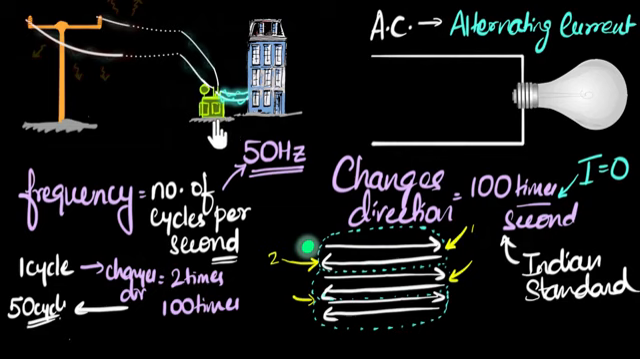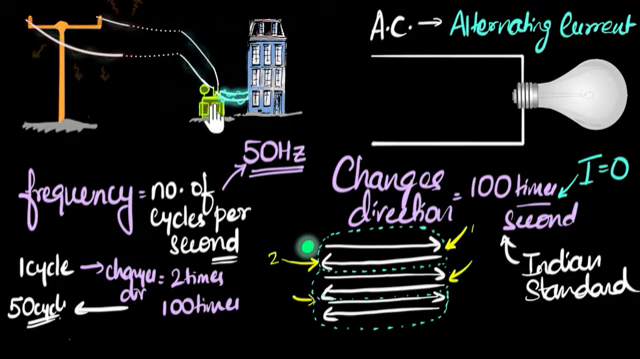We need to understand how the transformers work and everything, which we'll do in videos of higher grades. But as of now, just remember, just think of it this way. The transformer can take in very low current and convert it into a very high current. This way, we can save a lot of power loss.